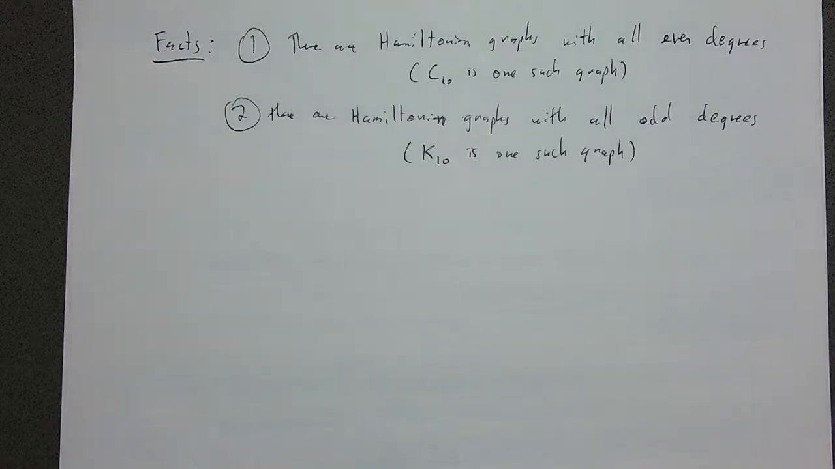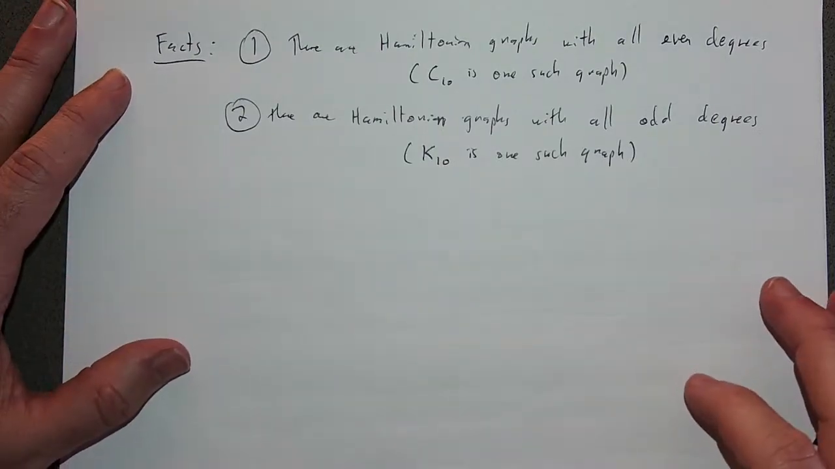But K10 is a Hamiltonian graph. It contains a Hamiltonian cycle. Think about what that cycle would be, or how you could get that cycle. You have a lot of edges to span all those vertices, so it's not too hard in the case of the complete graph. So there are Hamiltonian graphs with all odd degrees.